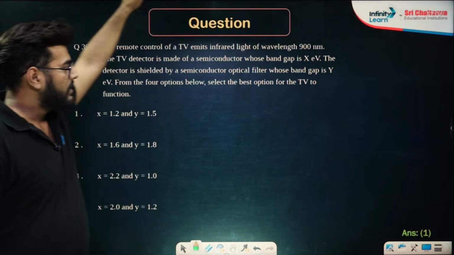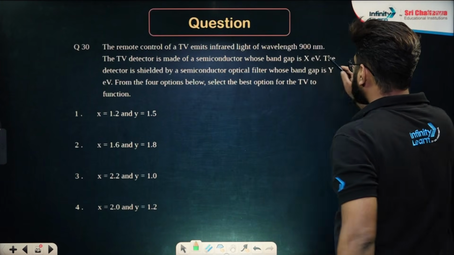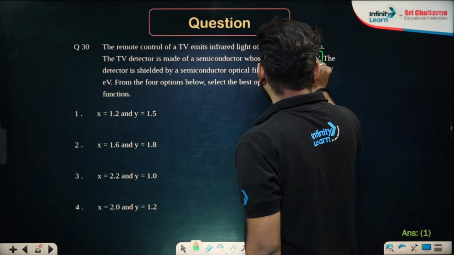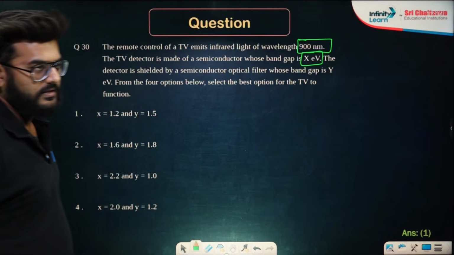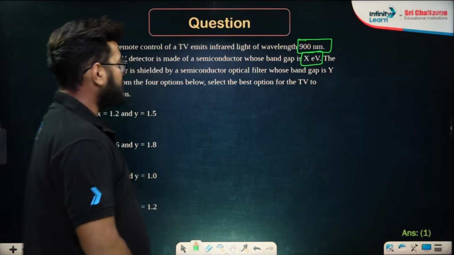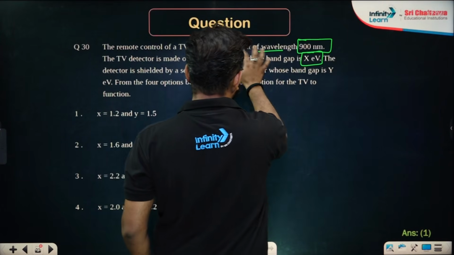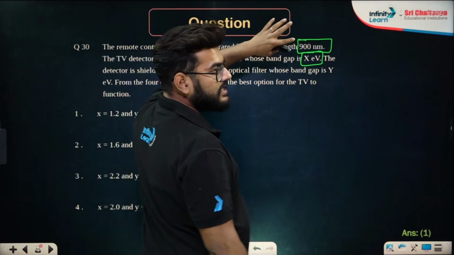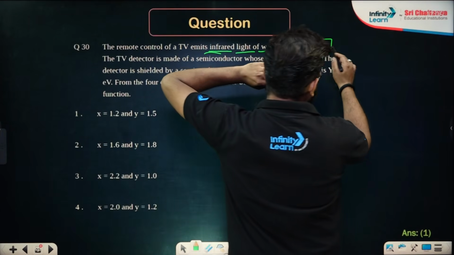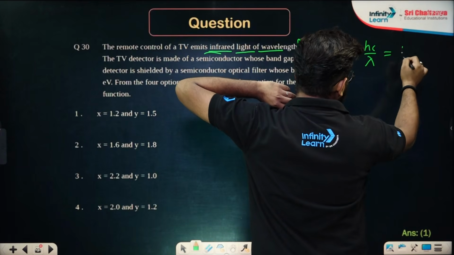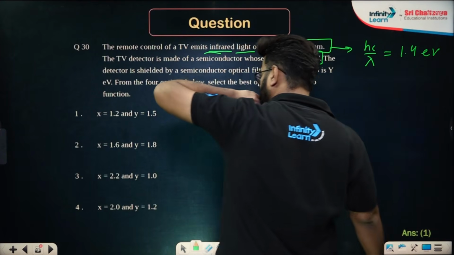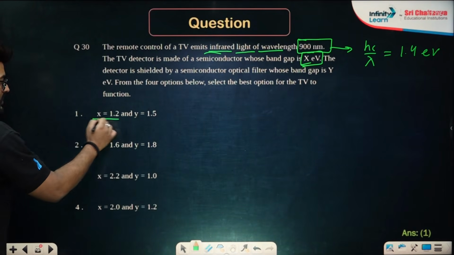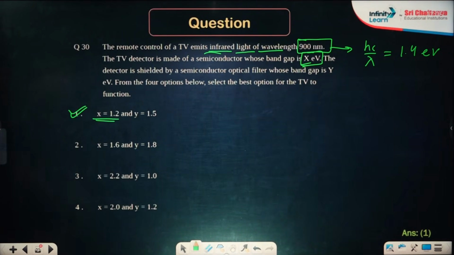then the band gap, which is X eV over here, should actually be lesser than whatever is the energy of these wavelength. Are you understanding? Whatever is the energy of these infrared lights which will be emitted by the TV, this X eV should be lesser than that. Now, can you calculate the value? hc upon lambda, it will turn out to be nearly 1.4 eV. How much? 1.4 eV. That means this X value should be less than 1.4 eV. And just by that sake, only option number 1 is matching.